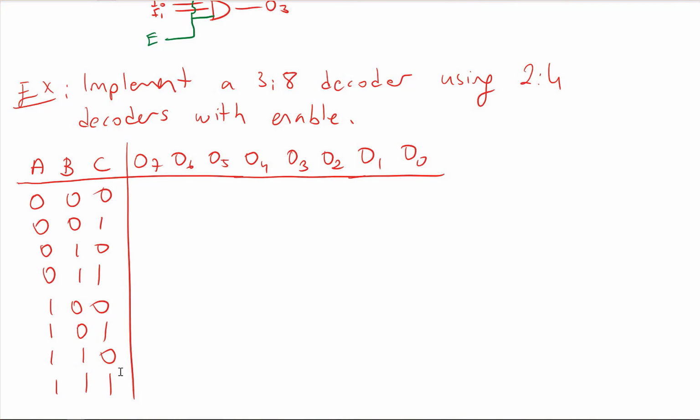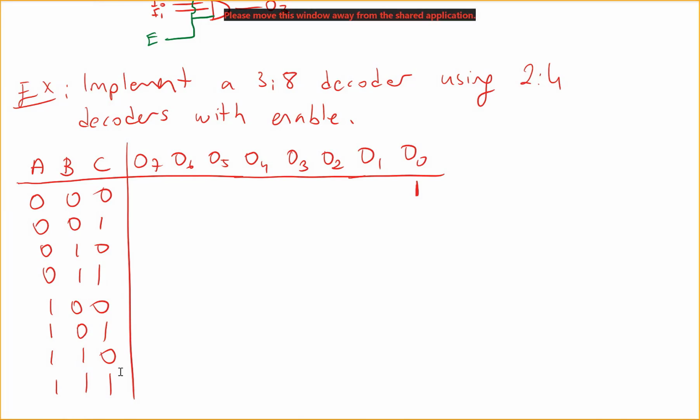For the case of 0, 0, 0, I am selecting out 0. For ABC 0, 0, 1, I am selecting out 1 to be 1. All the others are 0. For 0, 1, 0, I am making out 2 to 1. All the others 0. For 0, 1, 1, I am making out 3, 1. And the remaining are 0.